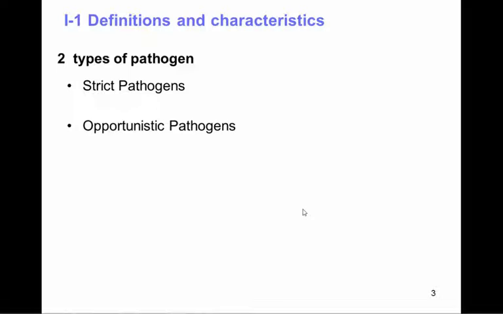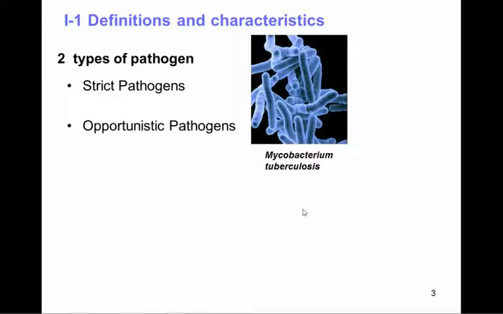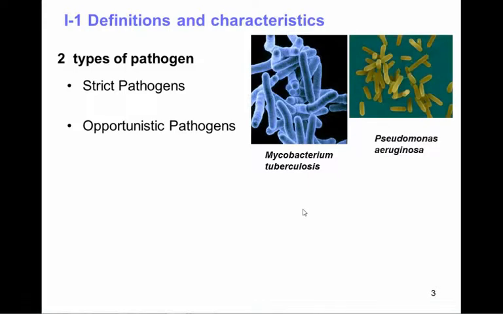So once you've done that, you've established a list of bacterial pathogens and the diseases they cause. And what turns out to be the case is that there are two classes of pathogenic bacteria: strict pathogens and opportunistic pathogens. An example of a strict pathogen would be Mycobacterium tuberculosis, and an opportunistic pathogen would be Pseudomonas aeruginosa, both of which could cause lung infections.